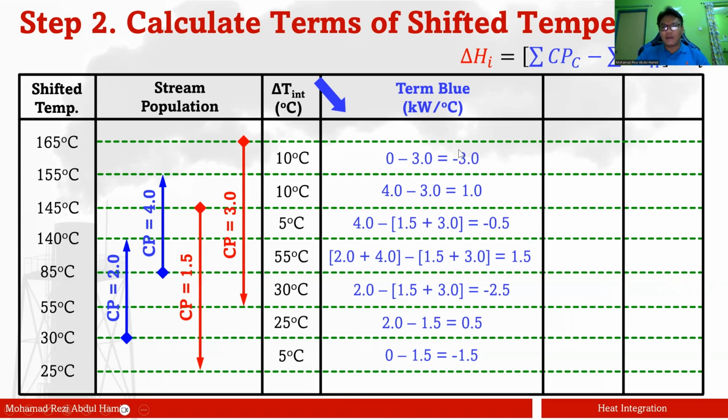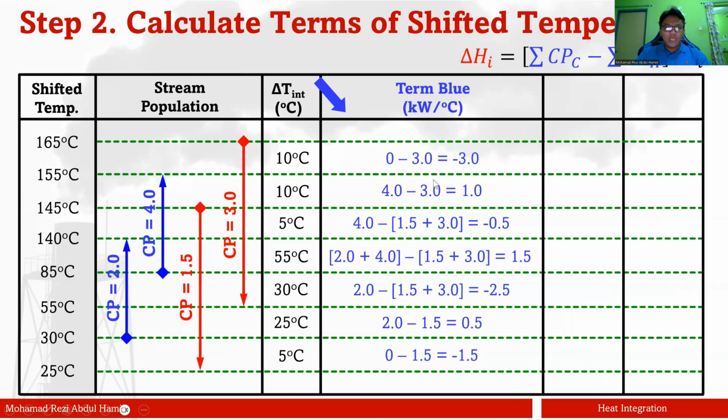So how do I get minus 3 here? It's quite simple. Between this interval, between 165 to 155, I do not have any cold stream, so it's 0 minus the hot stream CP, and I only have one stream, which is 3. So 0 minus 3 is negative 3. So it is the summation of the cold stream minus the summation of the hot stream. If there are no hot streams or cold streams, it is going to be 0, as simple as that.